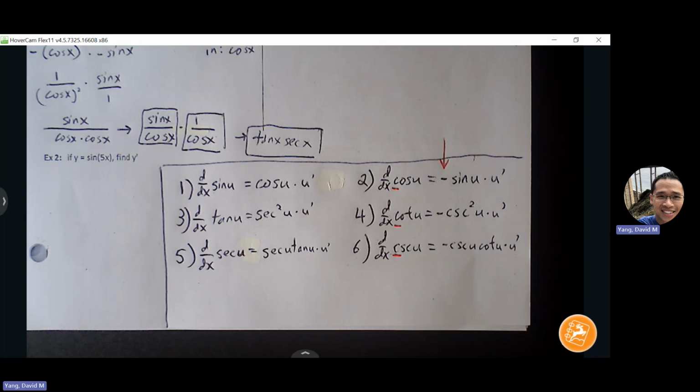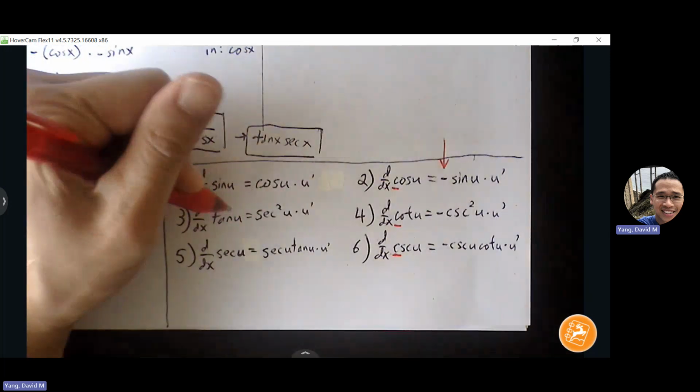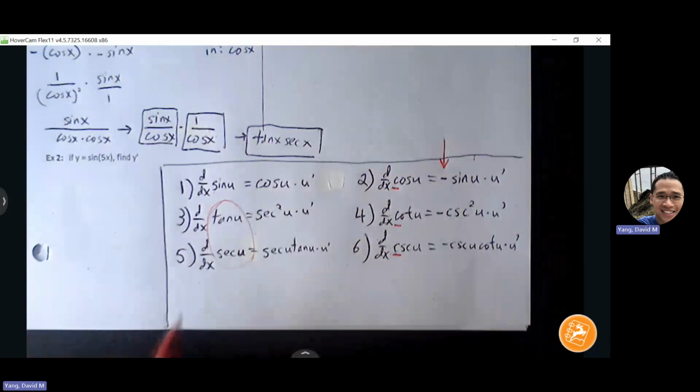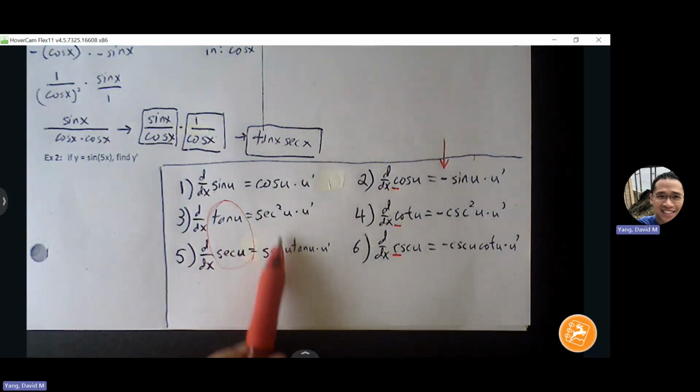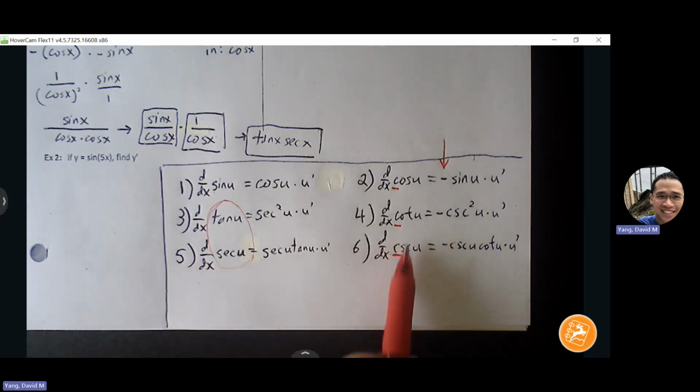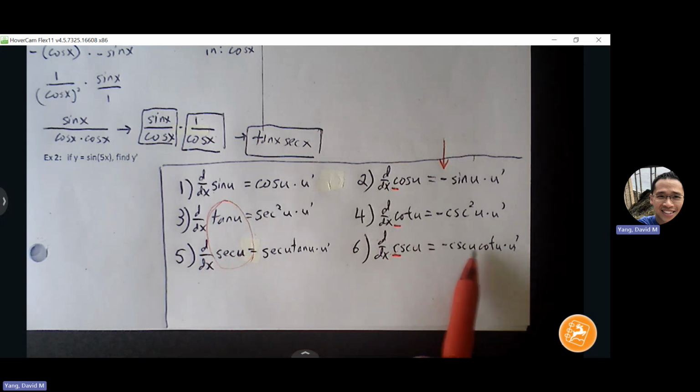And then one more thing I want us to see is that your tangent and your secant derivatives will just involve each other. So tangent is just secant squared. Secant is just secant tangent. So tangent and secant both involve each other. And then cotangent and cosecant will just copy what tangent and secant are doing. Cotangent is just involving cosecant. Cosecant is just involving cosecant cotangent.